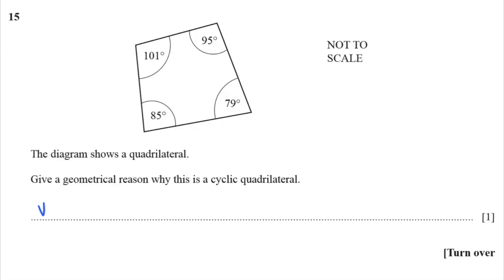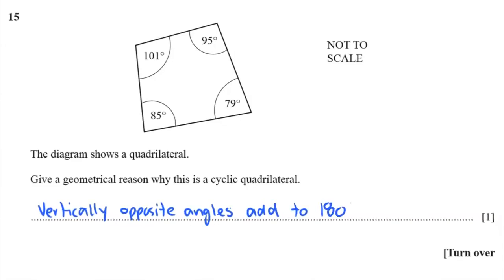Vertically opposite or diagonal? Vertically opposite angles. Or you could say diagonally opposite angles add to 180 degrees. That should do it.